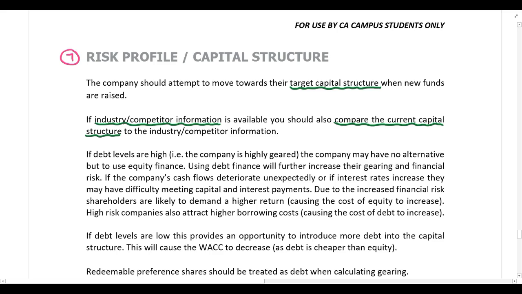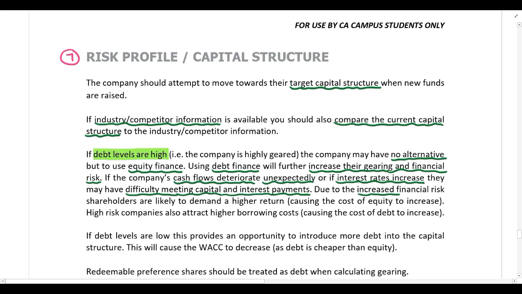And when you make these comparisons, so when comparing the current capital structure to the target and to industry or competitor information, if you find that the company's debt levels are too high, so they're very highly geared, they have a lot of debt in their capital structure, then they may have no alternative but to use equity finance, because using debt finance will further increase their gearing and financial risk. And the problem with this is if cash flows deteriorate unexpectedly or if interest rates increase, they may have difficulty in meeting the capital and interest payments.